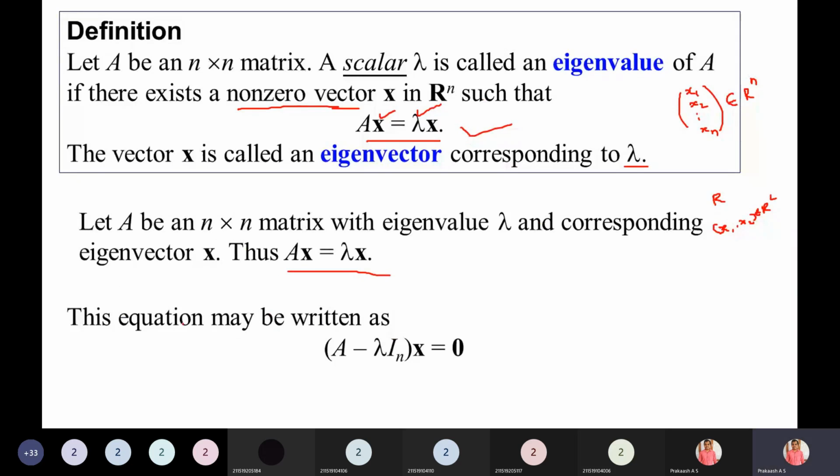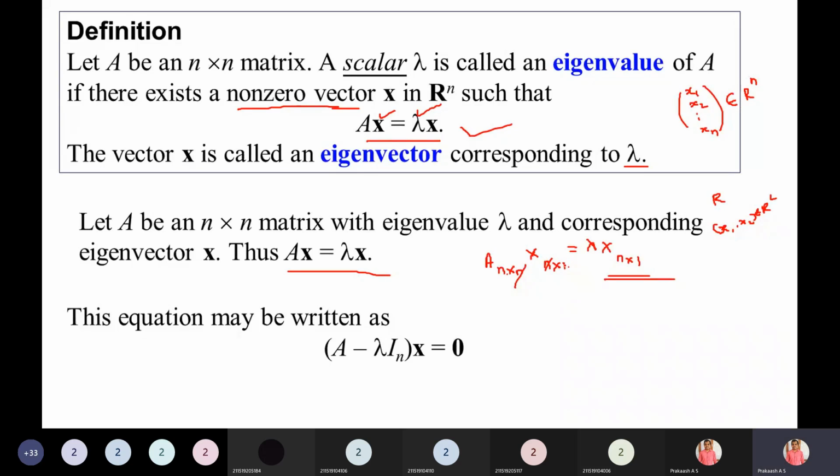This equation may be written like this because A is an n by n matrix, n rows and n columns, and x is n rows, one column. That equals lambda, a scalar, times x, which is n by 1. The n cancels when you multiply, and you get an n by 1 matrix on the right hand side.